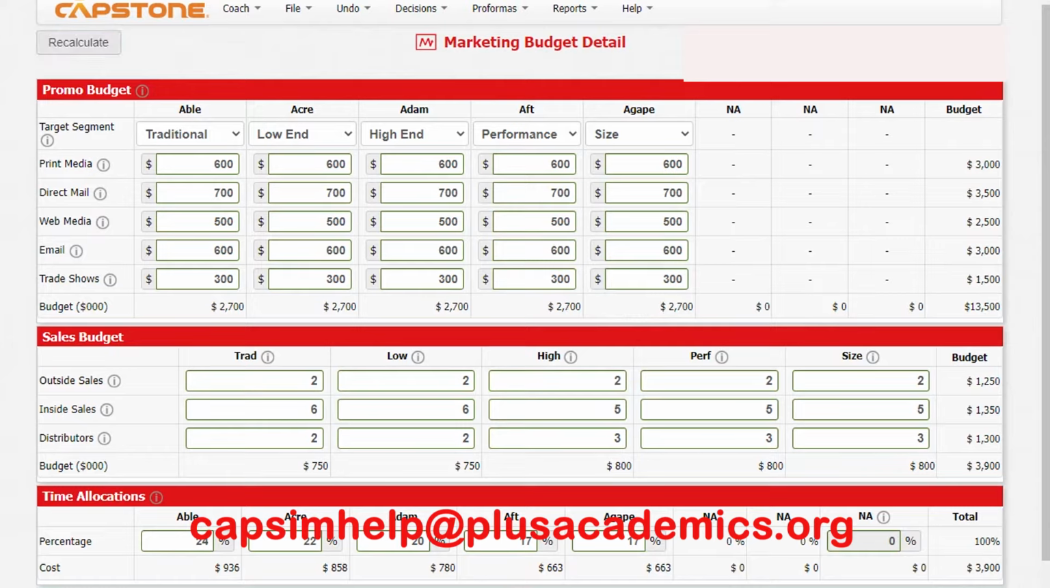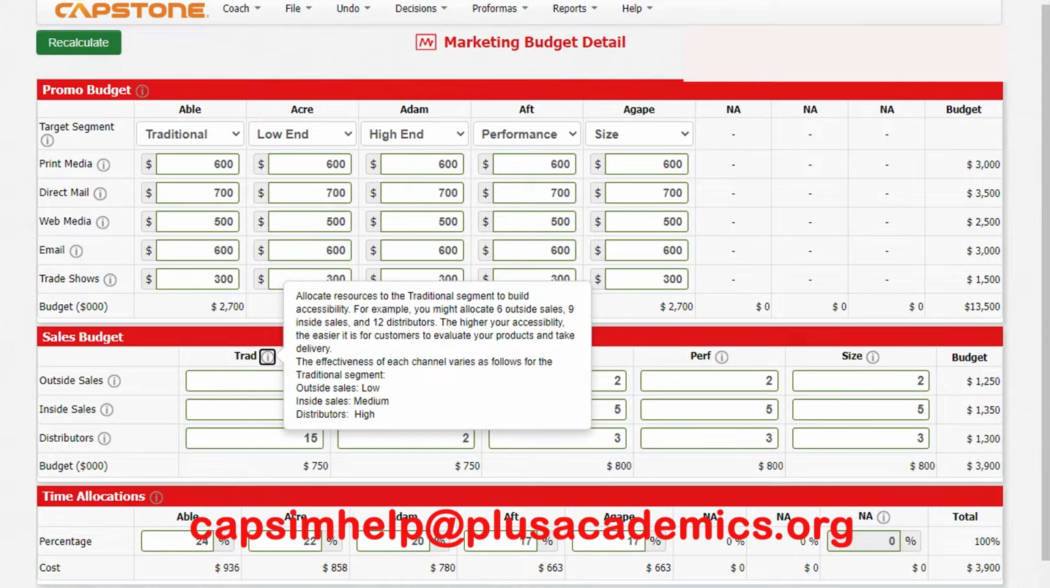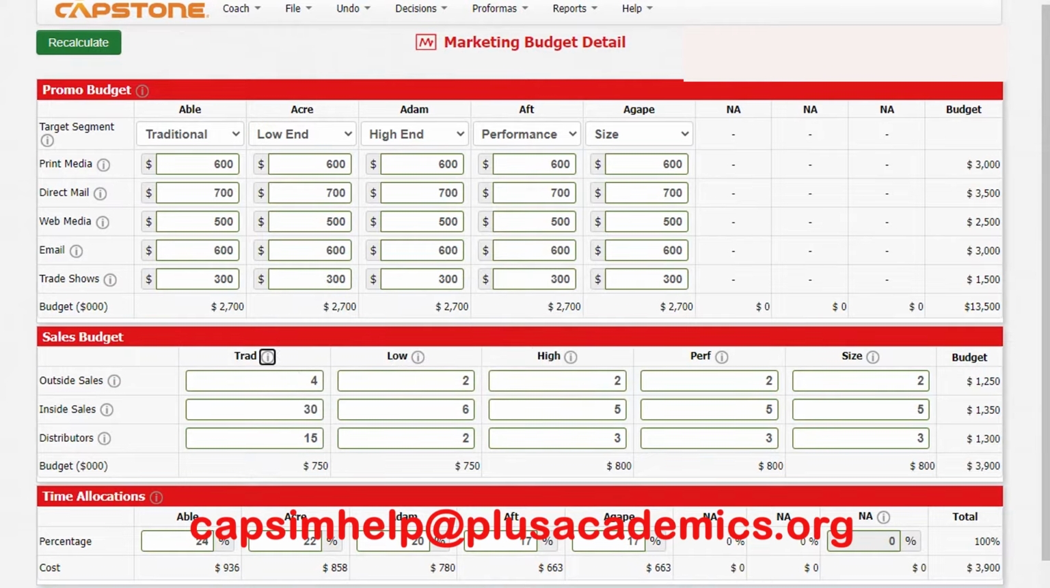Okay, now let's start doing the sales budgeting. Same as in the promo budget, I also try to spend the maximum by selecting the sales force that is the maximum recommended in each category. You can see outside sales has a low impact on traditional, inside sales medium, and distribution high. But since we are just starting up, let's try to have the highest number of sales personnel, either in outside sales, inside sales, or distribution.